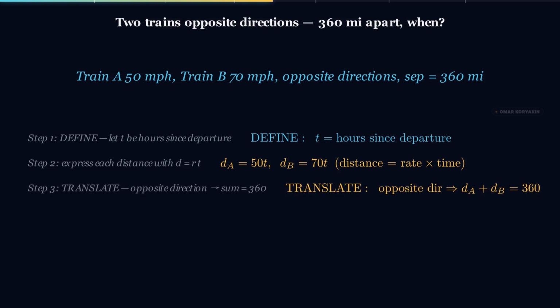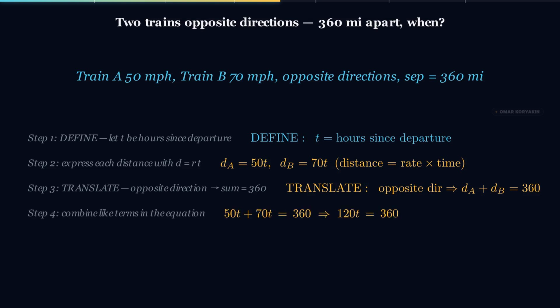Step 3. Solve the equation. Divide both sides of 360 equals 120t by 120. The result is t equals 3. So the trains are 360 miles apart after 3 hours of travel.